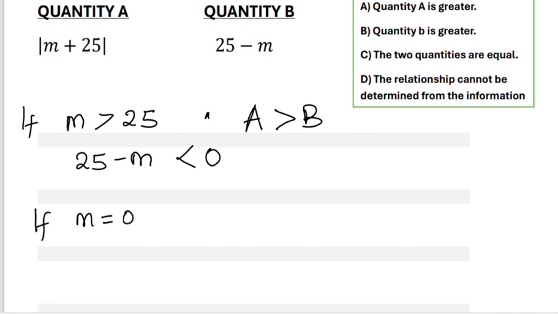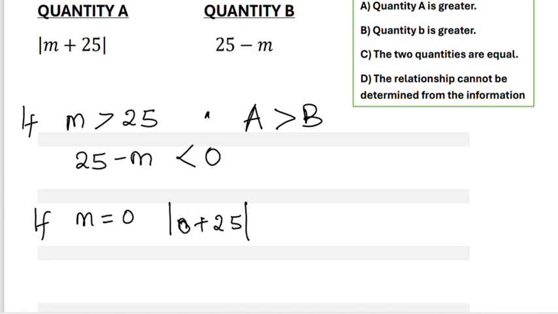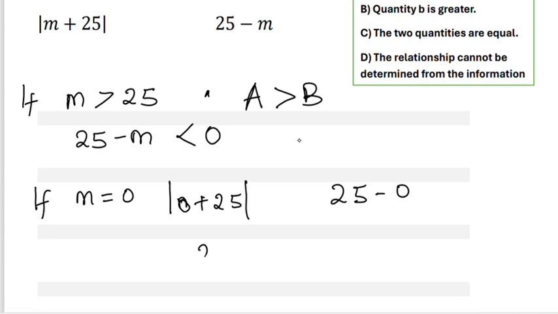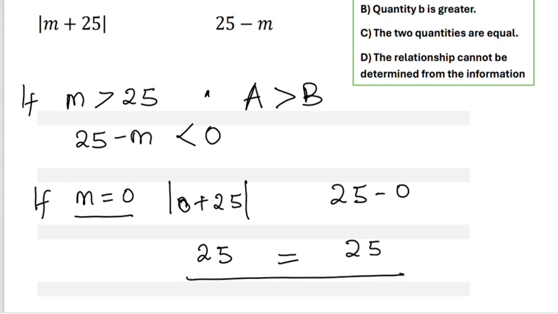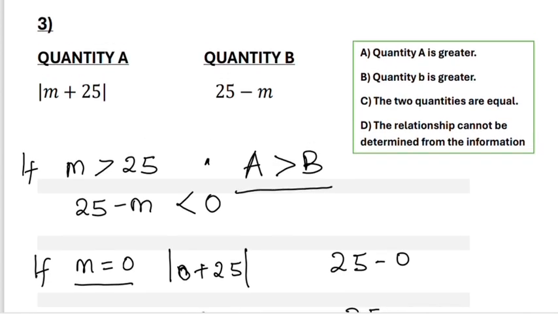If m is 0, what does that mean? That means quantity A is going to be 0 plus 25, and quantity B will be 25 minus 0, and this is simply 25, and this is 25. That means they are equal. So we've already gotten a contradiction here. We've shown that for some conditions of m, quantity A and B are equal, and for other conditions A is greater than B. That simply means that we cannot definitely determine the relationship between these two. So our answer here is D.